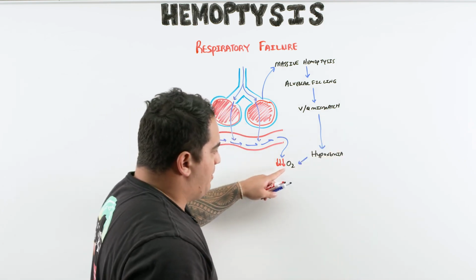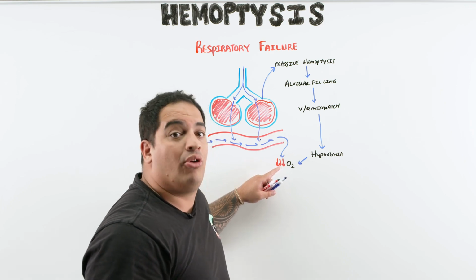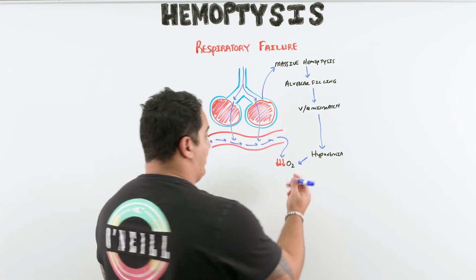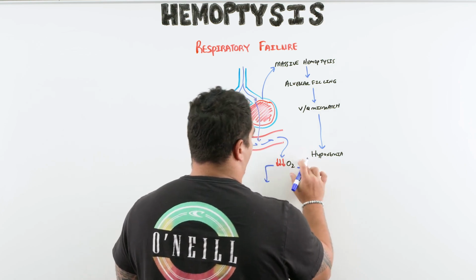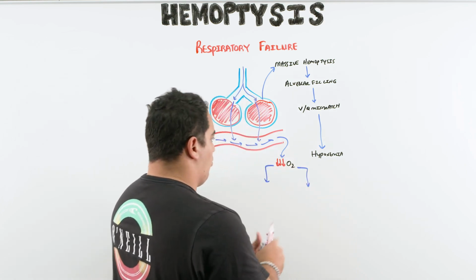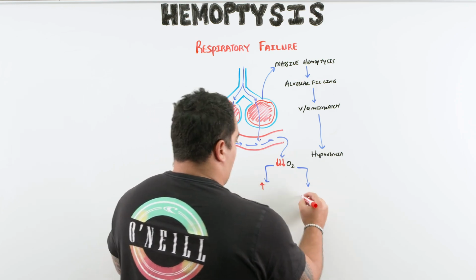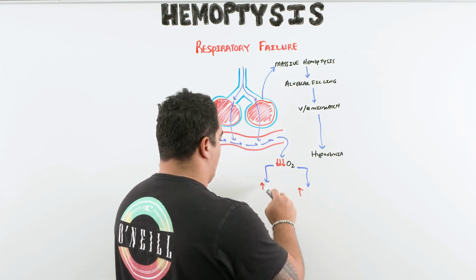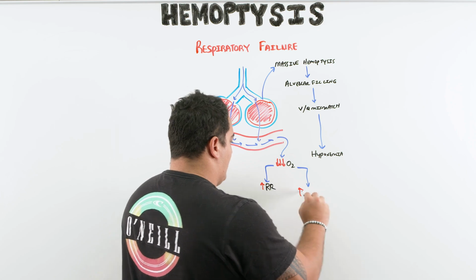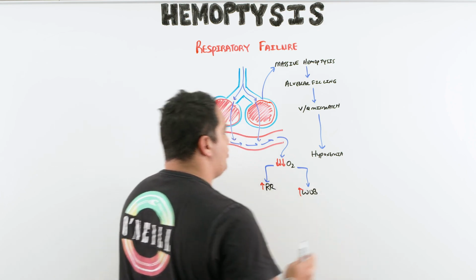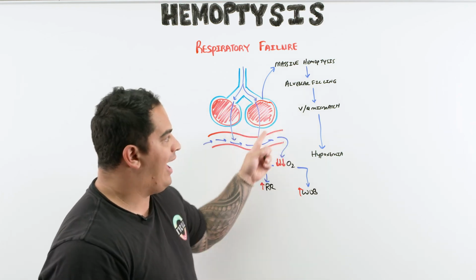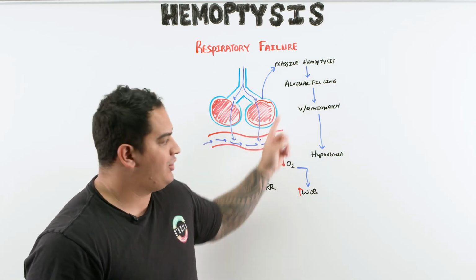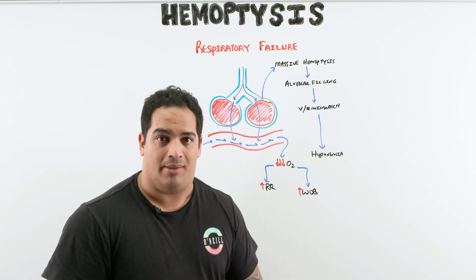Now, when these patients become hypoxemic, they may look pretty terrible. There is no doubt about it that they could potentially have an increased respiratory rate and an increased work of breathing as a result of this. So watch out for that. But again, I think that this is really one of the big things to take away here: respiratory failure is a potential sign of massive hemoptysis due to alveolar filling, VQ mismatch, and then as an effect, hypoxemia.